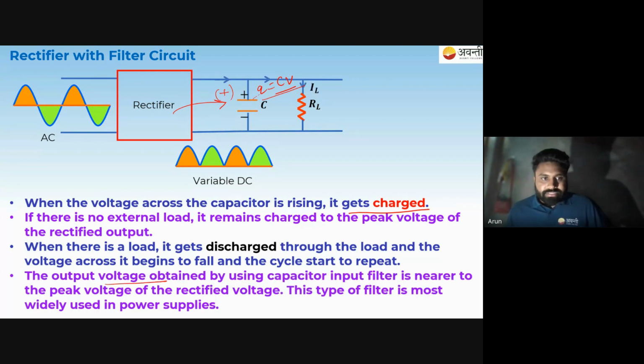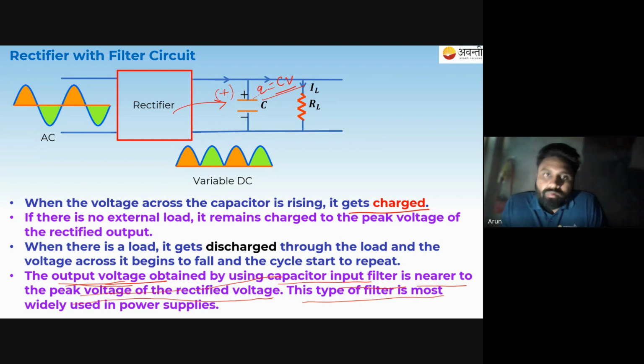Now the output voltage, please focus on this point. The output voltage obtained by using a capacitor input filter is nearer to the peak voltage of the rectified voltage. So this type of filter is most widely used in power supplies. Okay. Before the rectification, the current is an alternating source. After rectification, it will become DC, but the variable one. Then we have used a filter, and what is this filter? This filter is the capacitor. And then we use the load current and we measure the output value of current there. So the current provided by this capacitor until charging will be the peak value provided by this rectifier for the entire cycle. Okay.